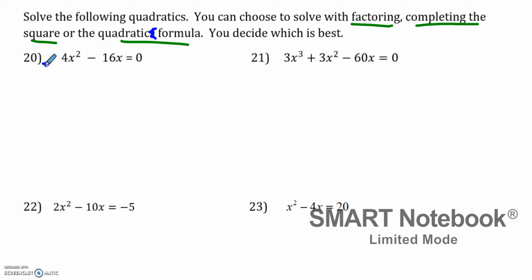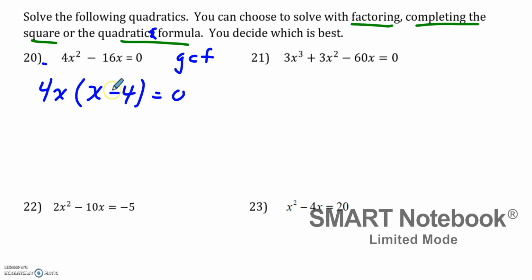So if I look at number 20, it looks odd to me. So let's try factoring. First again, let's think GCF. We just did it on the last page, so why not continue? Do I have a greatest common factor? Yes, I do. 4 and x. And if I take that out of both, I'd be left with 1x minus 4 equals 0.